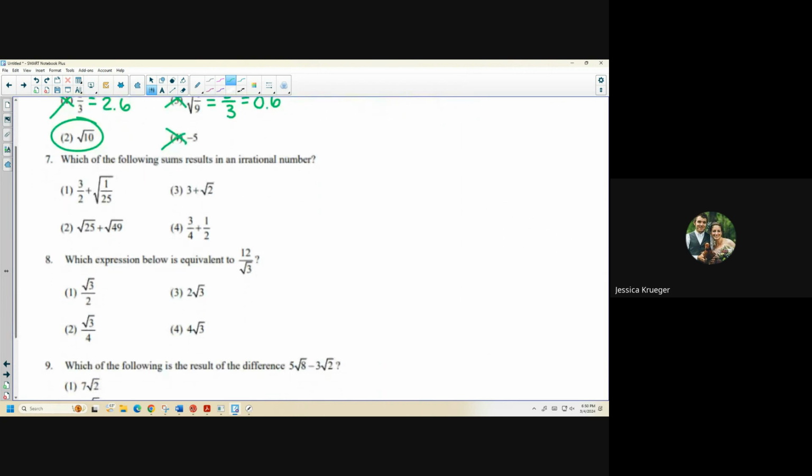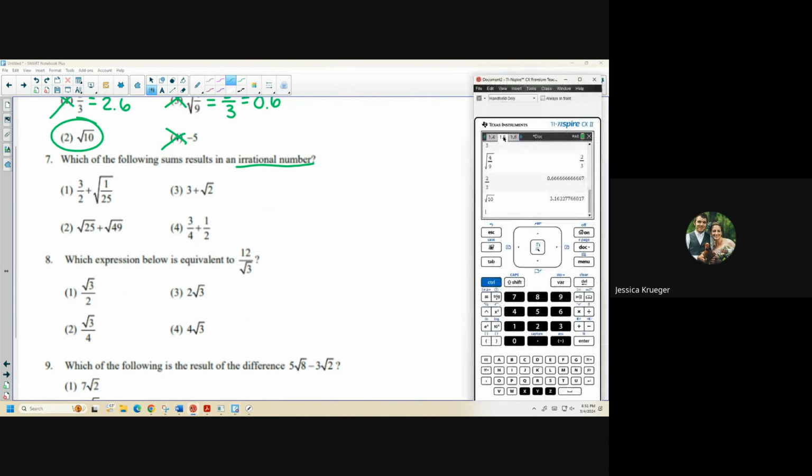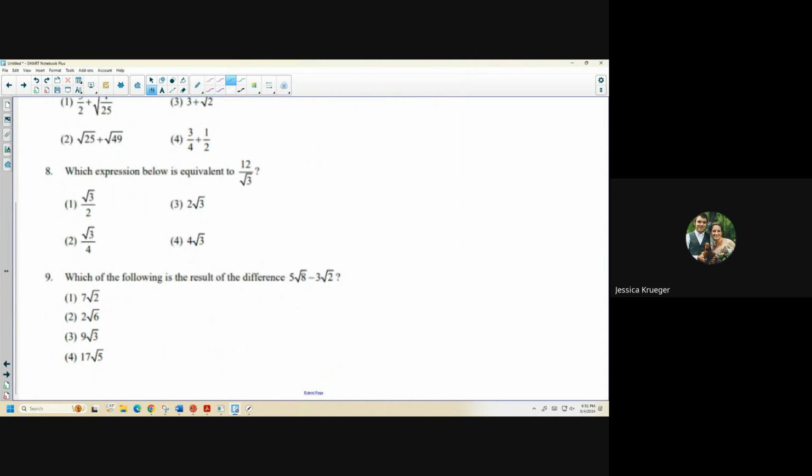Which of the following results in an irrational number? This is one, again, you're going to be putting these into the calculator. So number 1, 3/2 plus the square root of 1/25. 17/10, that is rational. Okay, so you're going to keep going through and figuring out which one is rational, which one's irrational.